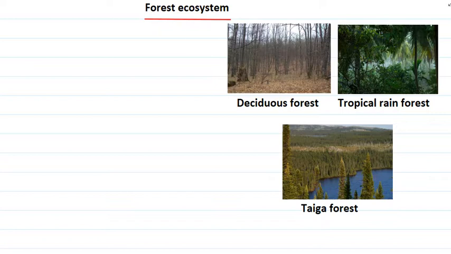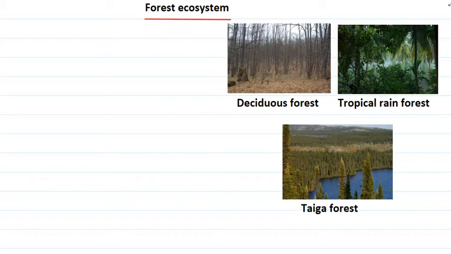The topic for today's video is forest ecosystem. In our previous video, we have already seen that the forest ecosystem is a part of the terrestrial ecosystem because it is a land-based ecosystem. Now what is a forest? A forest is actually a large piece of land, and this land comprises huge trees, plants, animals, microscopic organisms, etc.